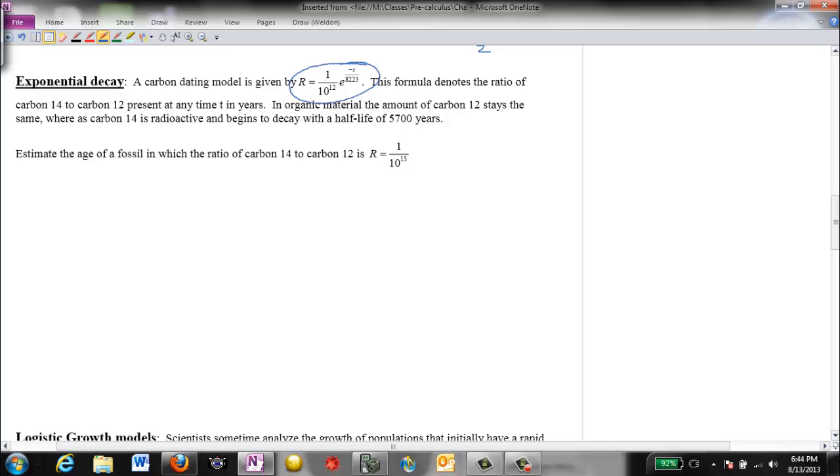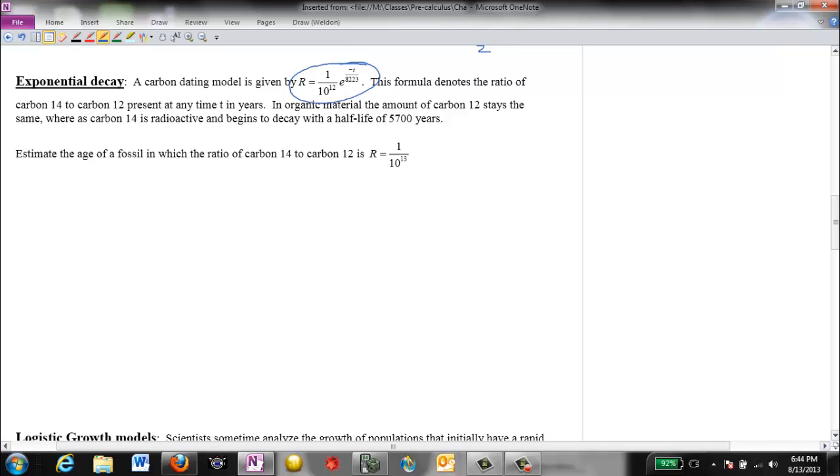Okay, so a carbon dating model is given. And the formula denotes the ratio of carbon 14 to carbon 12. So pretty much everything in the world has some composition of carbon 14 and carbon 12 present at any time. All right. So in organic material, the amount of carbon 12 stays the same, whereas carbon 14 is radioactive and it begins to decay with a half-life of 5,700 years.